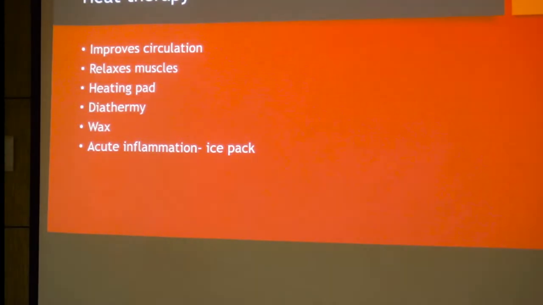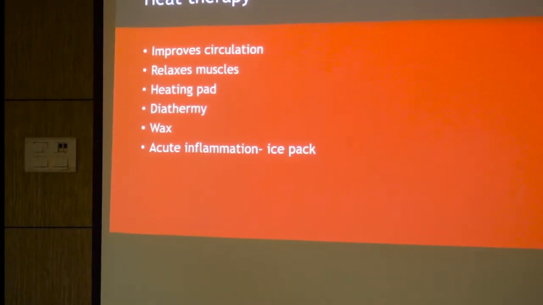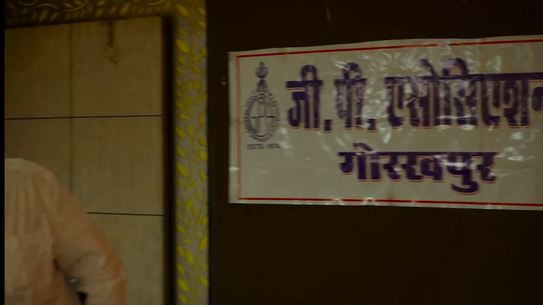Heat therapy. It improves the circulation and relaxes the muscles. You can ask the patient to apply an electric heat pad, which is freely available in the market. Or in the physiotherapy clinics, there are short wave diathermy machines, and the patient can go for that. Most of the patients use wax. Wax is a very cheap thing, which you can apply even in remote villages where electricity is a problem. You just take the wax, melt it, and apply it over the affected area, and when it cools down, you can collect it again, keep it, and reapply it. So this is the cheapest and the easiest thing.